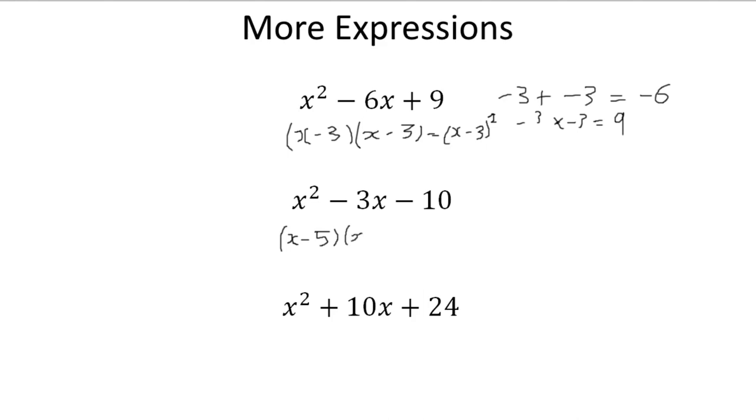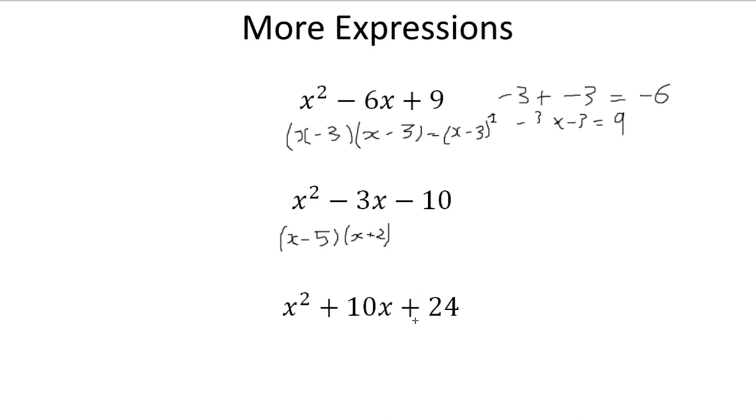And again, with the last term there, minus 5 times plus 2 is minus 10. So these two multiplied together at the end here will give you minus 10. So that's this one done.